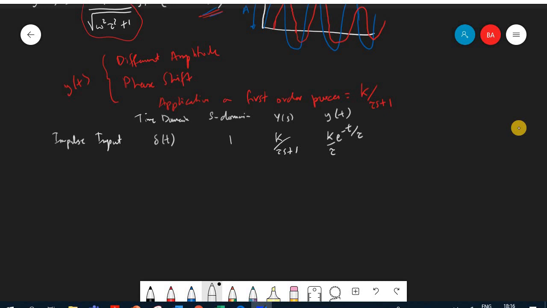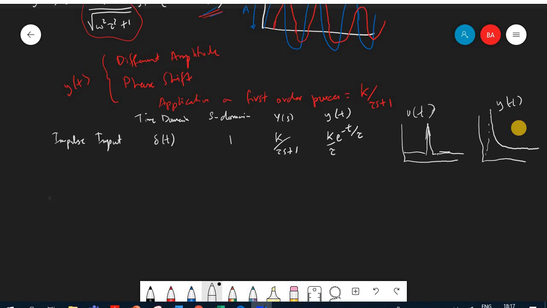And how does my input look? If I put my u of t, my input response will look something like that. It will go up and then return to exactly the same value here. And my output response will be affected to some point here, but it will decay like that. So this is the output response.